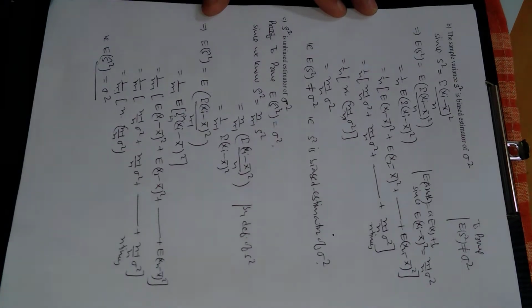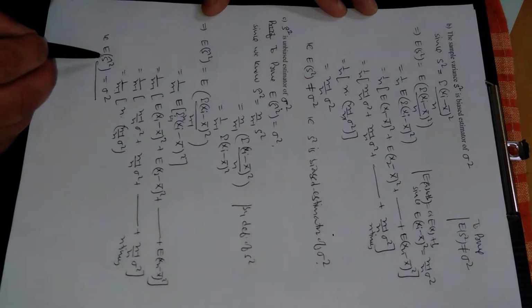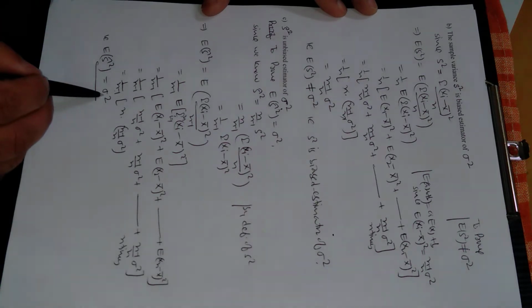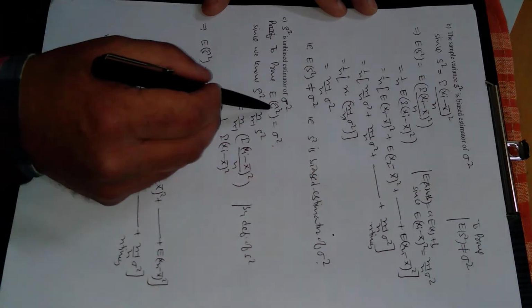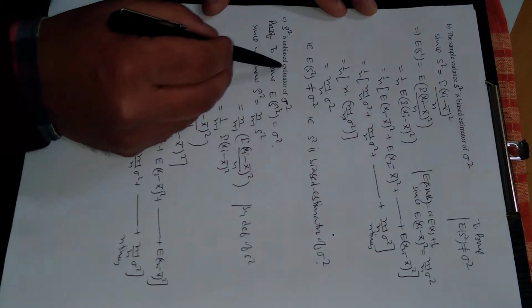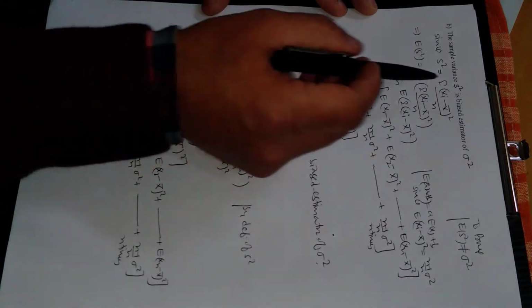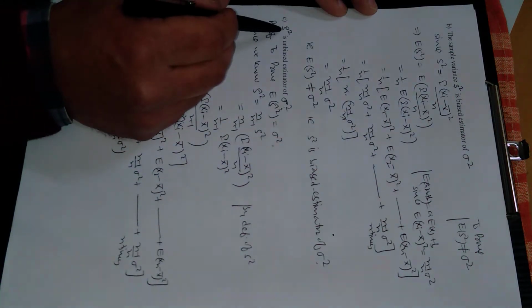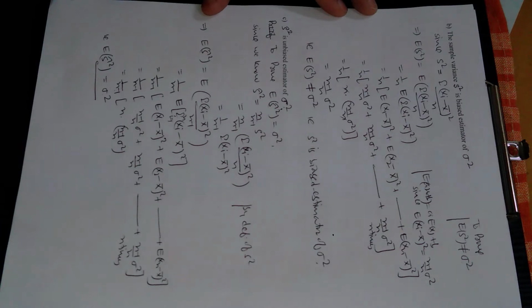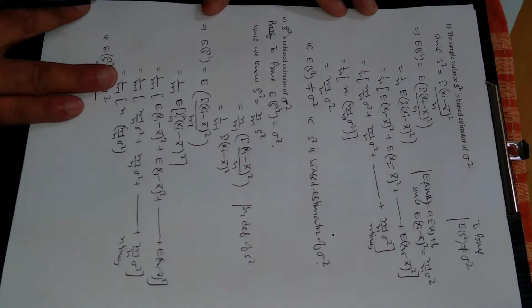This is sigma square. If E of S cap square is equal to sigma square, then it is clear S cap square is an unbiased estimator of sigma square. So in this way the first example is complete. In the first example we have proved three types of results, right? One is related to the sample mean, second is the sample variance, third is this S cap square, which is actually an unbiased estimator.